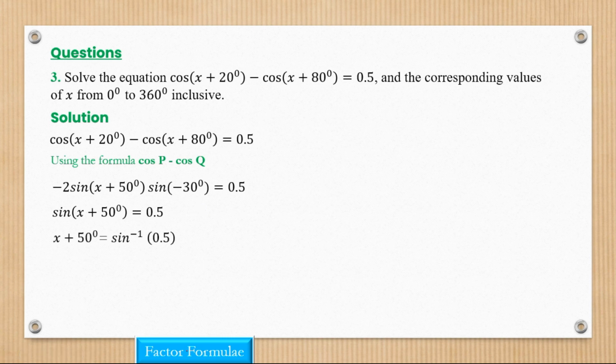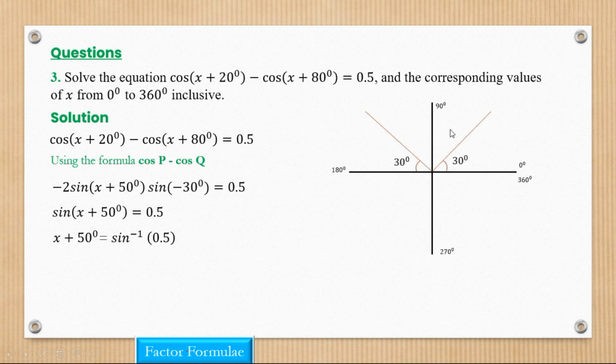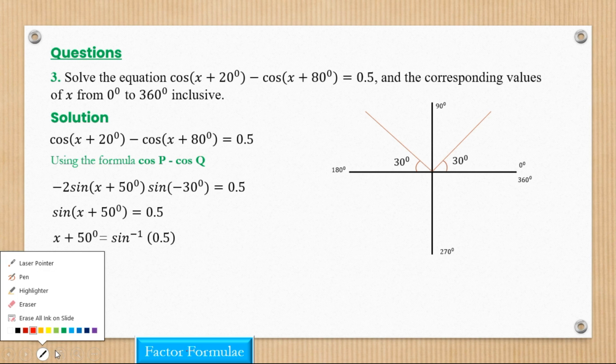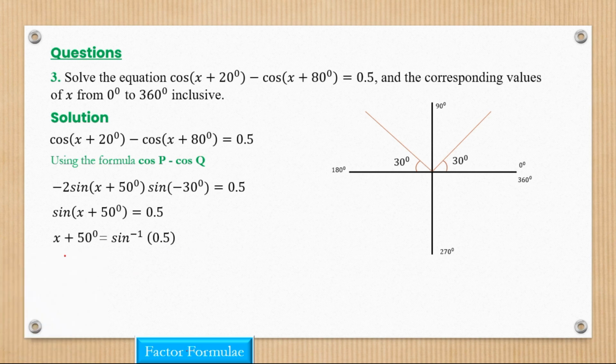So sine inverse of a half is going to be equal to 30. We're going to place the 30 in regions where sine is positive, that is this region and this region. So we have that. We're going to do some revolutions, but in this case, we shall be subtracting from the final answer. We're going to subtract 50 from the final answer to get the value of x.